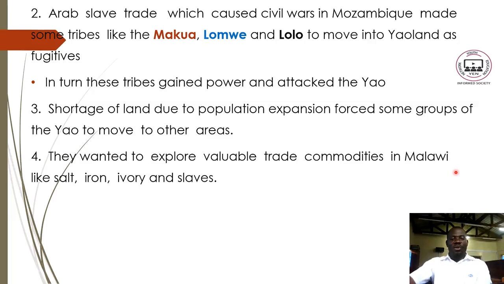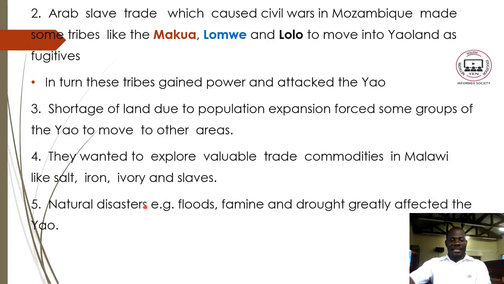They also wanted to explore valuable trade commodities in Malawi, such as salt, iron, ivory, and slaves. So they were the traders. They got into contact with the other traders elsewhere. As a result, they were looking for trade materials. So what were these trade materials? We are talking of salt, iron, ivory, and slaves.